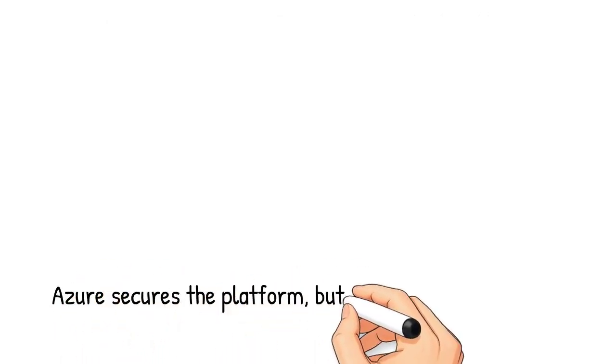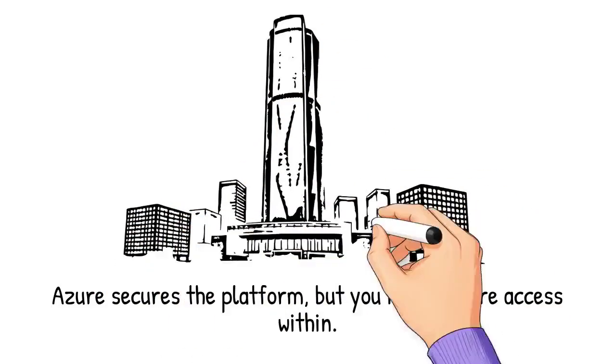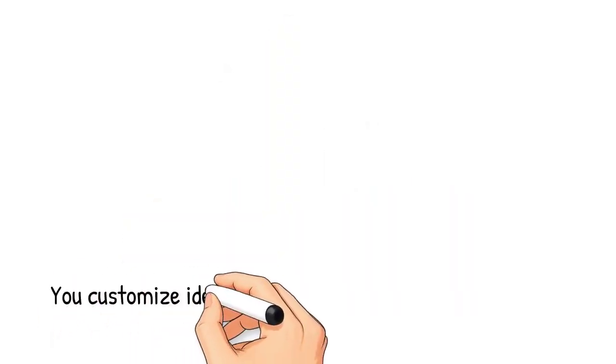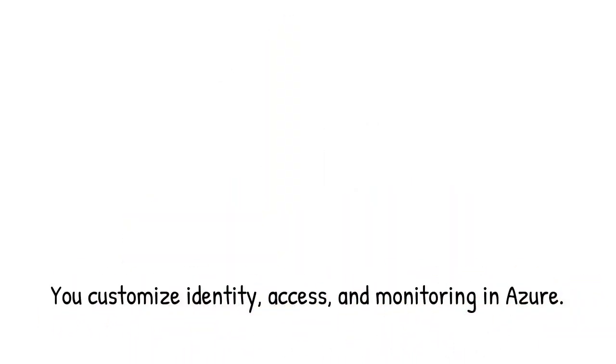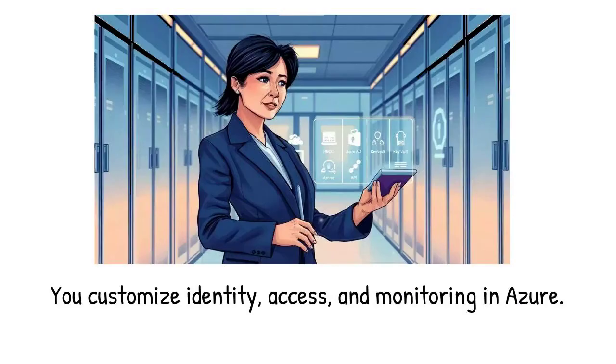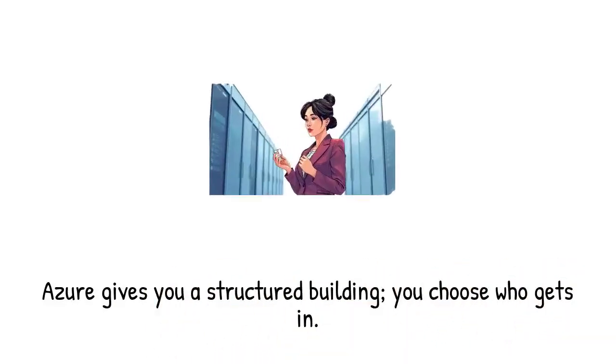Azure responsibilities, security of the cloud. Azure secures physical hosts, data centers, network fabric, hypervisors, managed service infrastructure, platform patching, global availability. Customer responsibilities, security in the cloud. You secure Azure AD identities, conditional access, RBAC, Key Vault secrets, NSGs, ASGs, VM/OS patching, storage account access, API security, Defender for Cloud configuration, logging and SIEM integration. Azure gives you a well-structured office building, but you decide who gets a badge and which rooms they can enter.